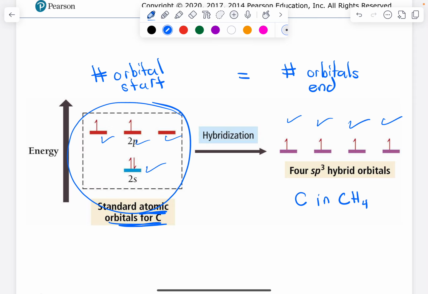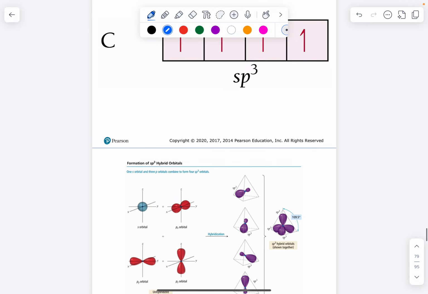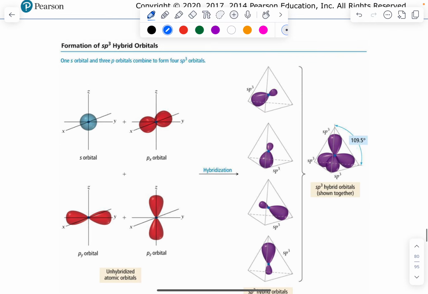The difference is the ones that we end with are going to be equal in energy, and they're also going to have the same shape. So the same shape as each other. In fact, they will be a mixture of the S-shape orbitals and the P-shape orbitals. Let me see if I have a picture here next. There we go. This is the one I was looking for.